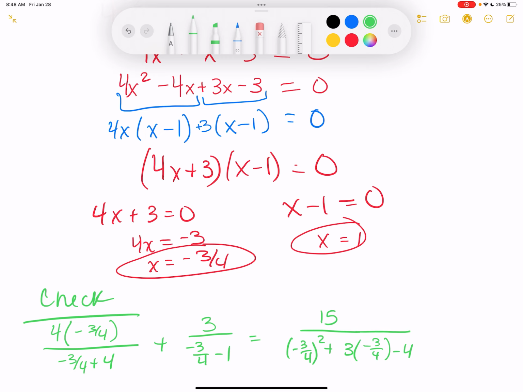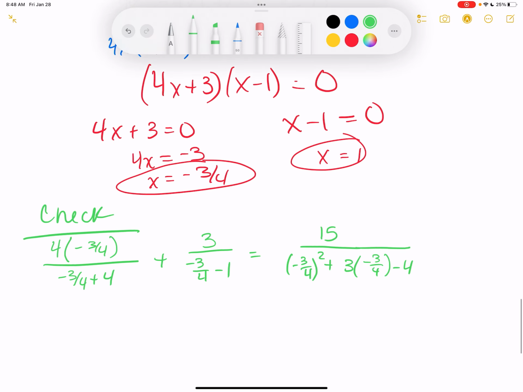And then you can type this in your calculator. As long as left side equals right side, we're good.